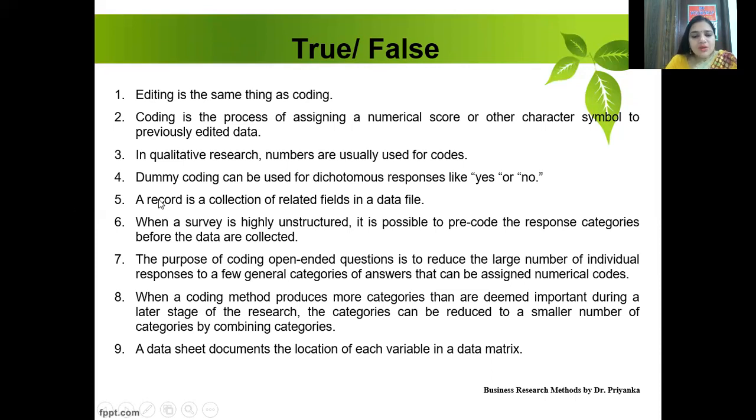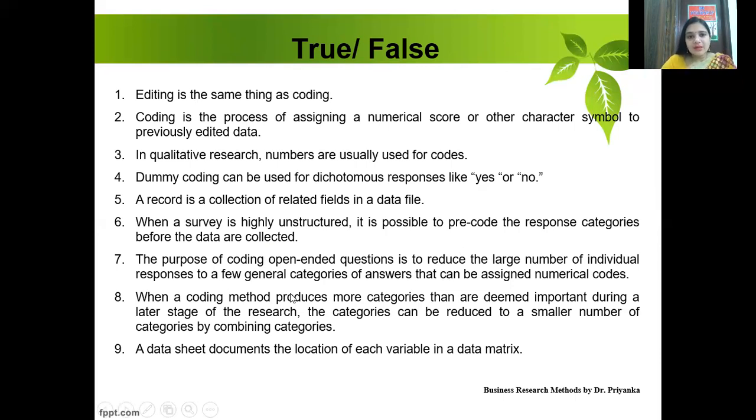Next is a record is a collection of related fields in a data file. Yes, it is. We discussed in the starting of this presentation, like record is a collection of related fields and file is a collection of related records. So it is true. Sixth is when a survey is highly unstructured, it is possible to pre-code the response categories before the data are collected. Is it? No. Questionnaires need to be highly structured for pre-coding before the data are collected to be possible. So it is false.